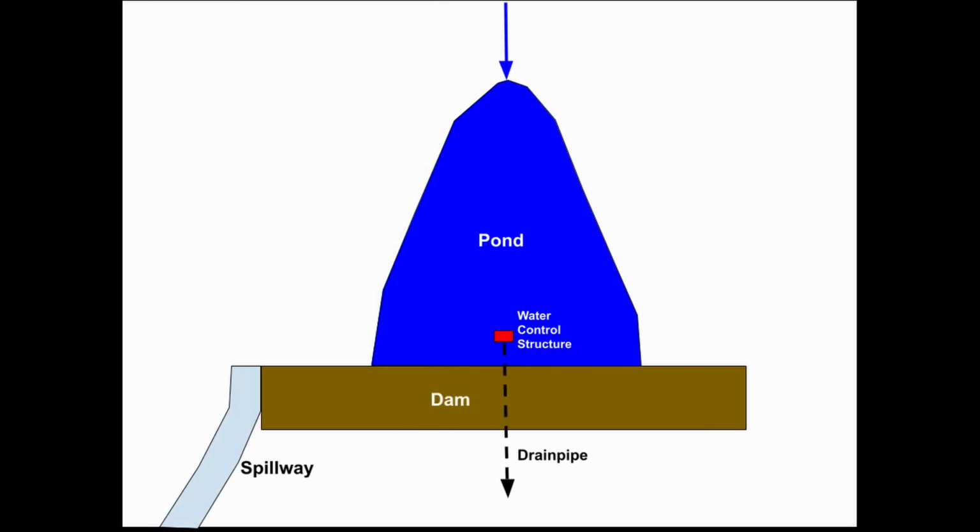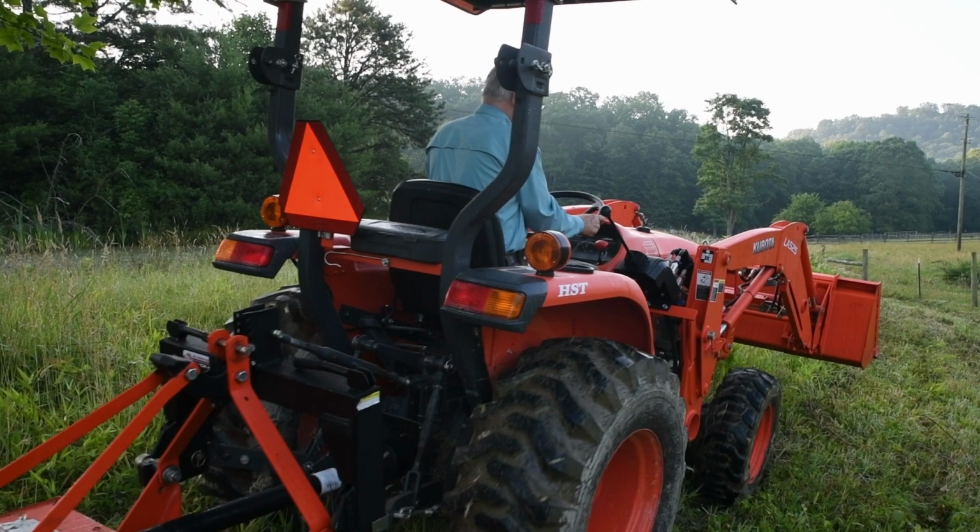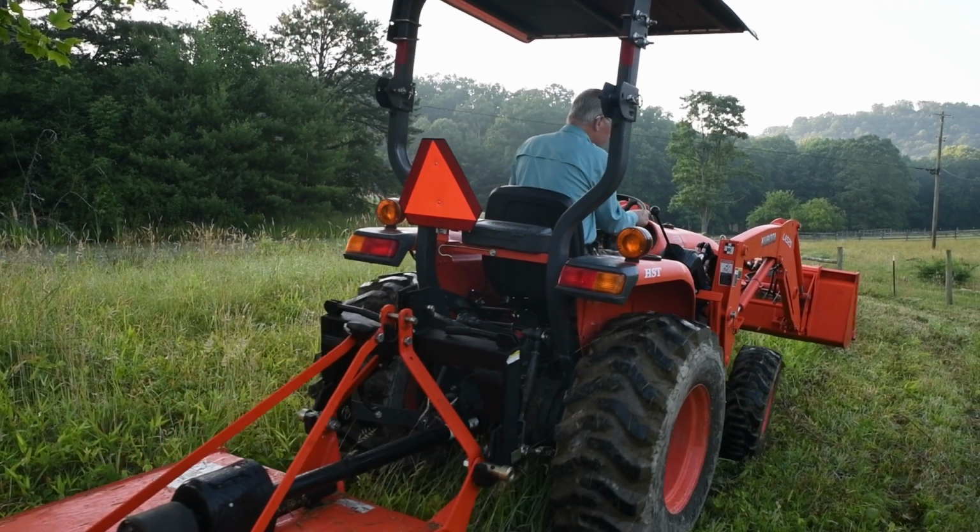This drawing shows the main parts of a constructed wetland or pond that should be inspected to see if they require maintenance. You should examine the dam, the spillway, the drain pipe, and the water control structure if one is present. It's important to mow the dam so you can inspect it for damage.